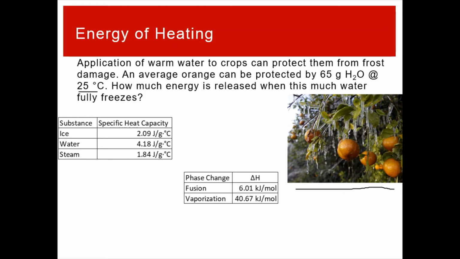So we've got a lot of information that we're going to need. We're looking at freezing water, so we know we're going to be cooling off water. I got some specific heat capacities. You will note they are different for the different phases, so we're going to need to consider that.